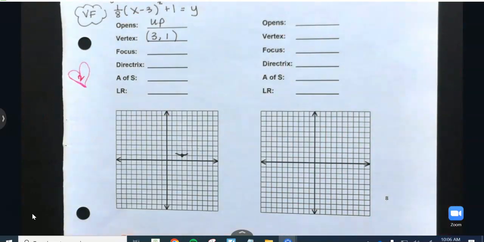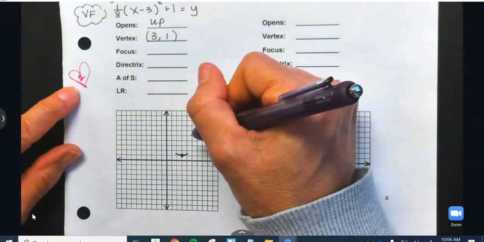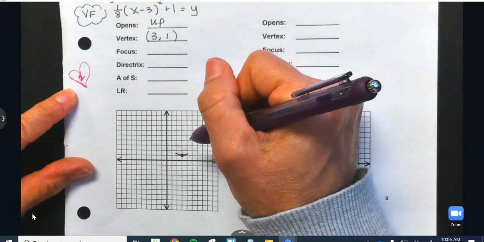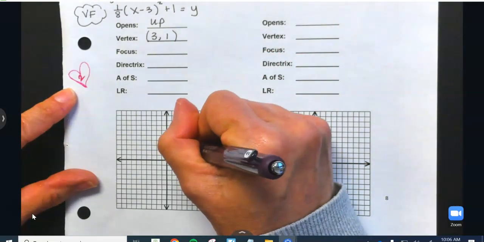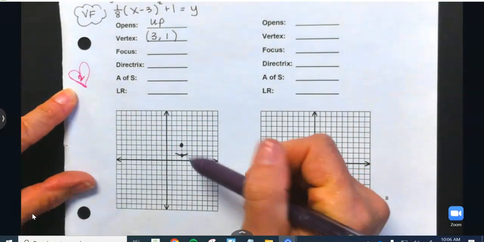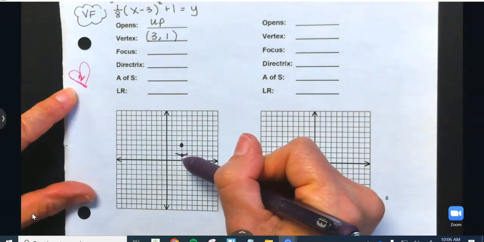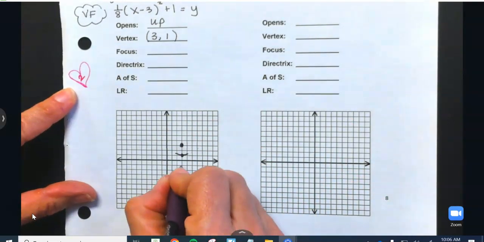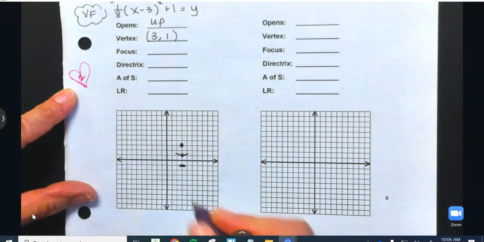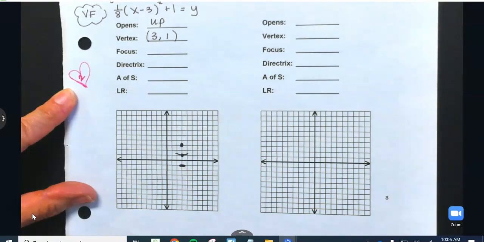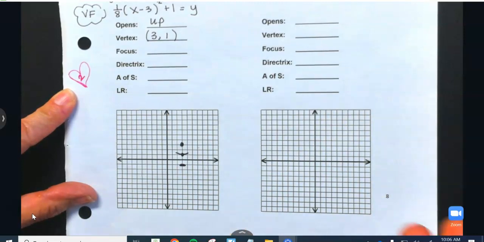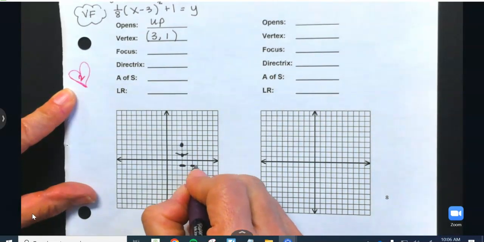Awesome. The reason why I love that p-value is I know exactly where the focus is. It's 2 places up from the vertex. I'm going to plot a dot. I'm going to go back to the vertex, go 2 places down, and draw a dash, because that's where the directrix is. I always do this format, and I'm over half of the way done on the graph.